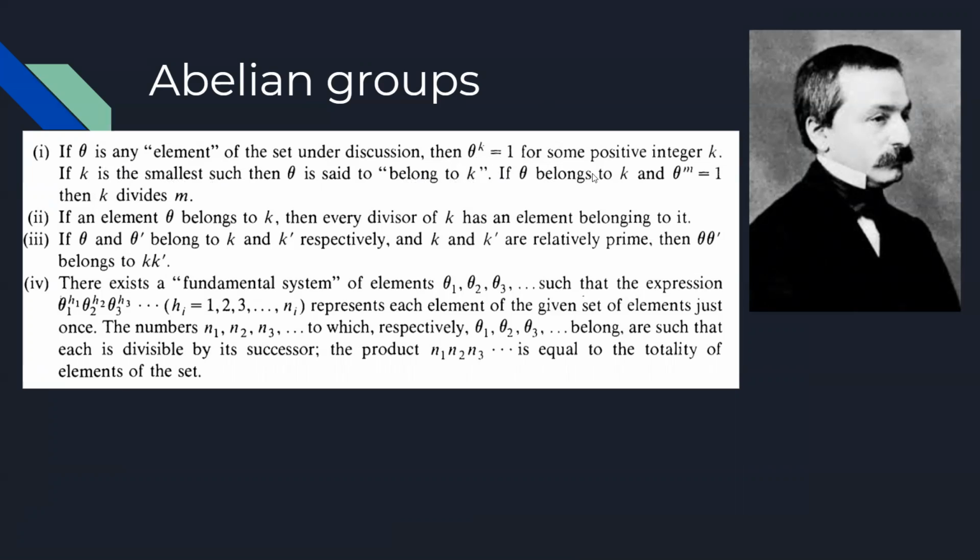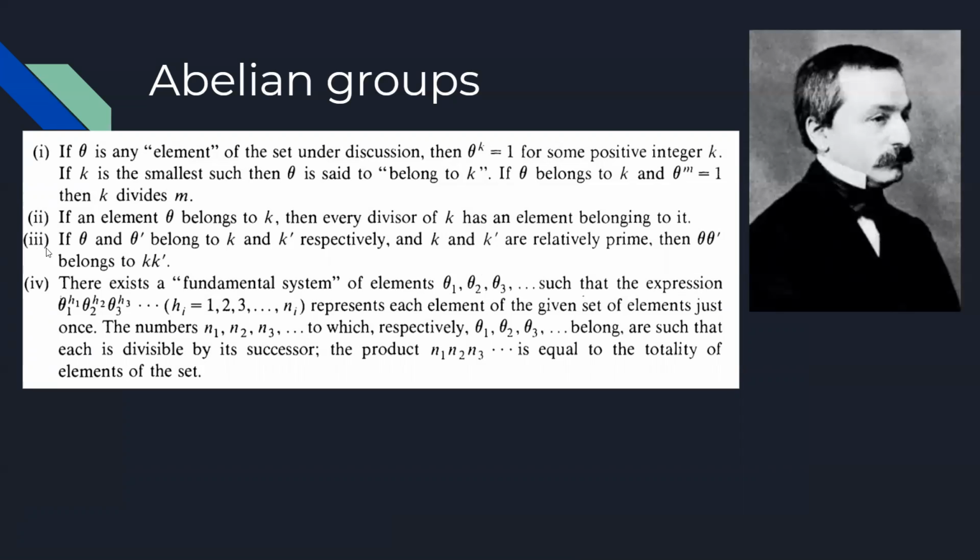And he goes on to say that if k is the order and there exists another integer m such that theta taken to the power of m equals the identity, then k divides m, and that's kind of true to what we discussed in the class. And his second property is that if an element belongs to K, then every divisor of K has an element belonging to it.